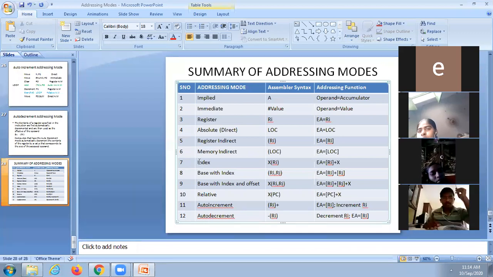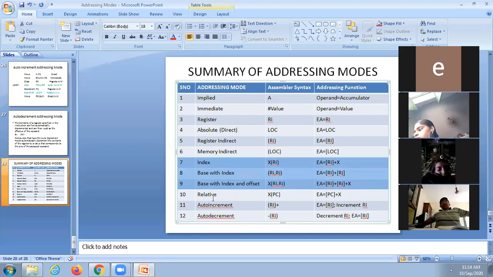So these 4, 7, 8, 9, and 10 come under the index addressing mode. But these three are purely related to that. This is again a different one. Relative addressing mode is a different one, but it also comes under this functionality, similar to this.